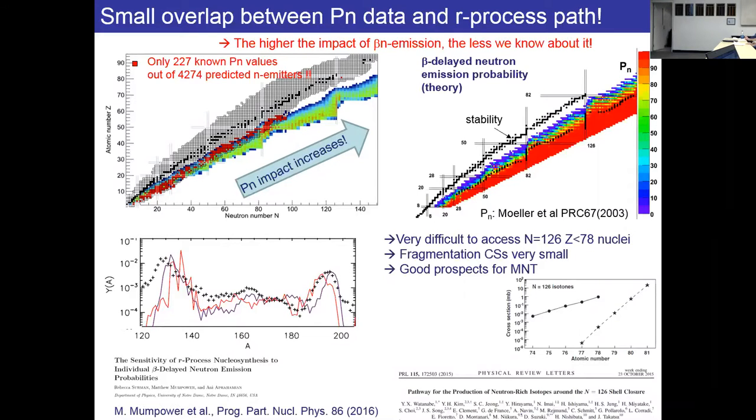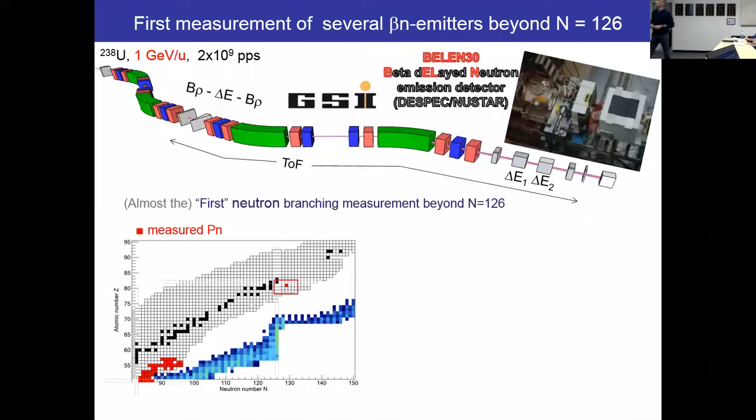But you can see that it is difficult to get to it. And to do this, what we did is to use a primary beam of uranium at a very high energy of about 1 GeV, and at that time at high intensity, that was 2 × 10⁹ particles per pulse.